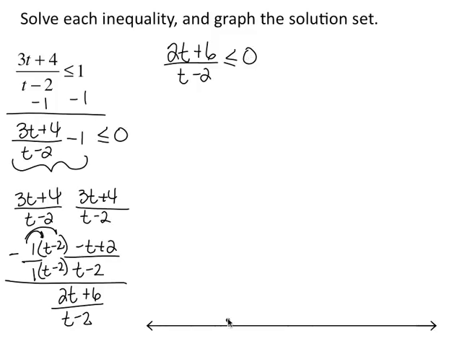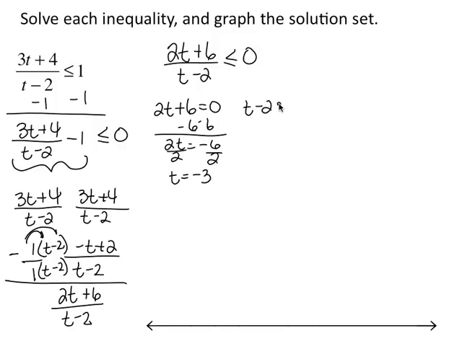Now to determine the endpoints on our interval, we set the numerator equal to 0 and solve for the variable, and we set the denominator equal to 0 and solve for the variable. So we get 2t + 6 is equal to 0. So subtract 6 from both sides. We get 2t is equal to negative 6. Divide by 2, and we get t is equal to negative 3. And then we get t - 2 is equal to 0. We add 2 to both sides, and we get t is equal to 2. So these are our endpoints on our interval. So we have a negative 3, and then we have the positive 2.